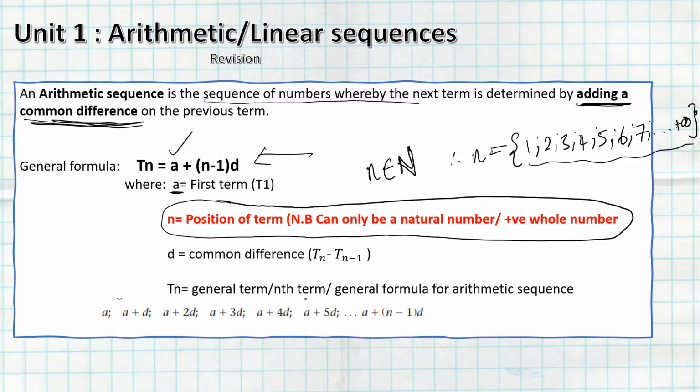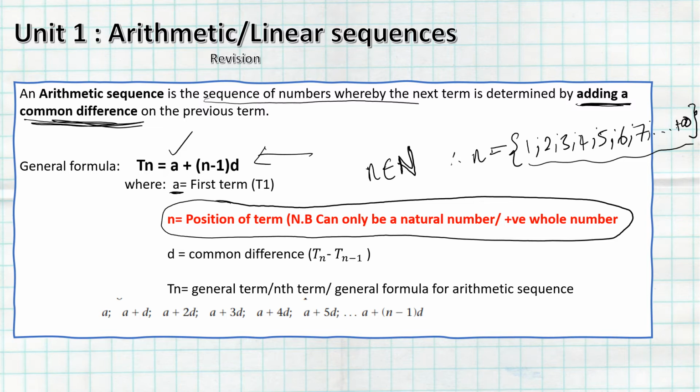N cannot be 0. We can't say someone is in position 0. There's no position 0, right? We don't have that position. N is an element of the natural numbers, and natural numbers start from 1, 2, 3, 4, 5, 6, 7, 8, 9, 10, and n cannot be negative.